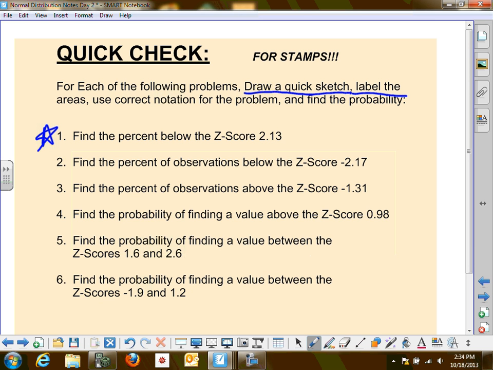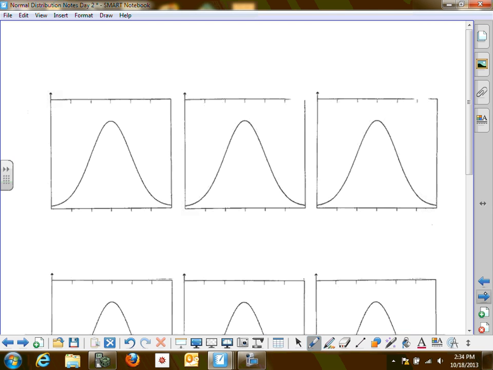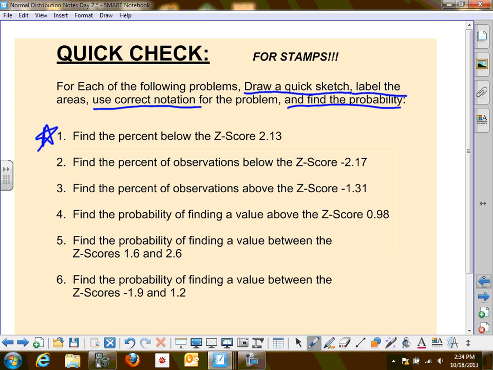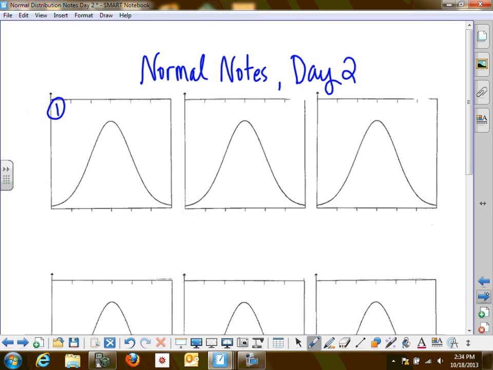Label it. Use correct mathematical notation, and then find the probability. So you also picked up with your notes this piece of paper here, which said normal notes day 2. So let's do problem number 1. Problem number 1 said, find the probability, find the percent below a z-score of 2.13. Okay, so here it is.